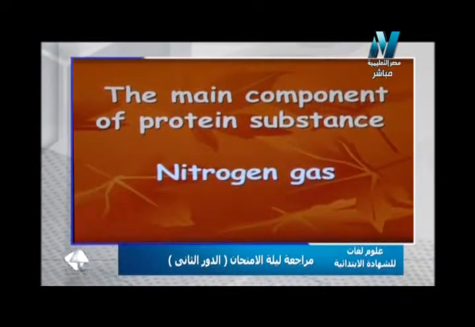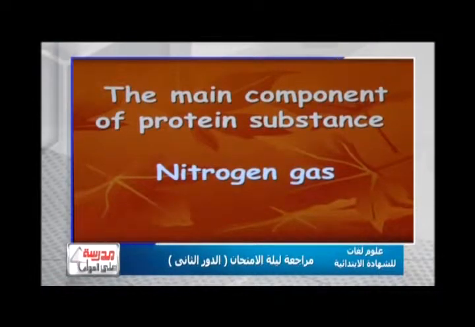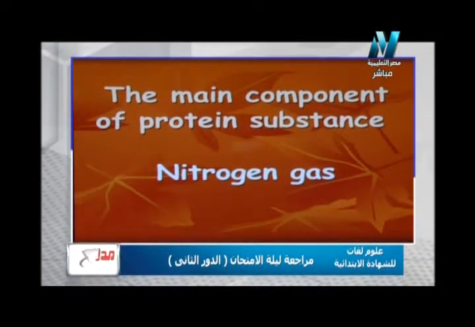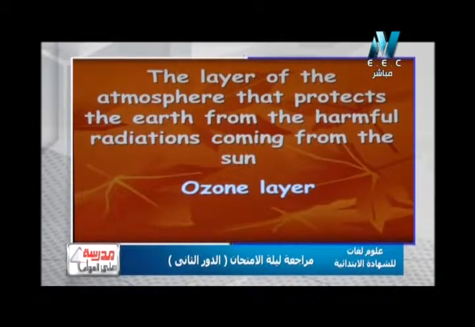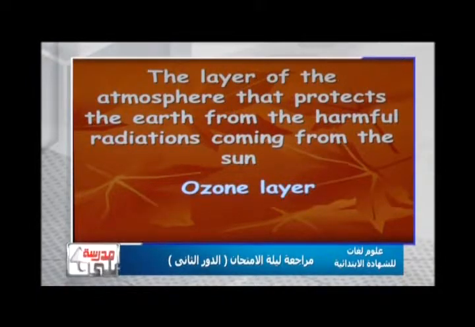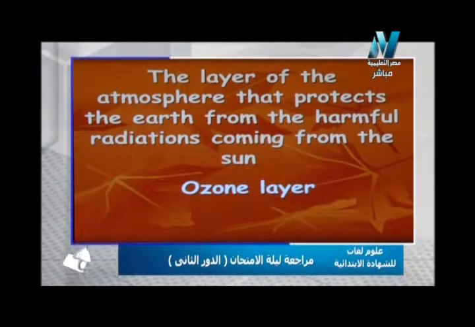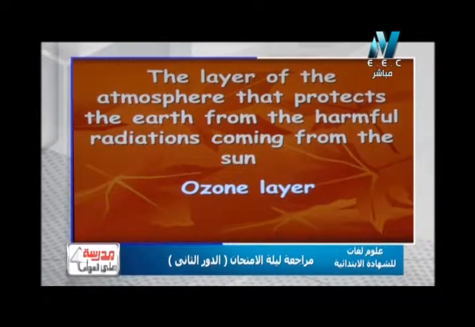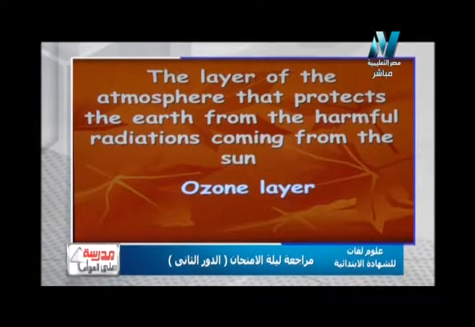So let's practice for this scientific term question. The question says the main component of protein substance. مين هو المكون الرئيسي في البروتين؟ Surely it will be nitrogen gas. Nitrogen gas. Another question. The layer of the atmosphere that protects the earth from the harmful radiation coming from the sun. الطبقة اللي بتحمينا من الأشعة الضارة. Surely it will be the ozone layer. Ozone layer is the layer of the atmosphere that protects the earth from the harmful radiations coming from the sun.